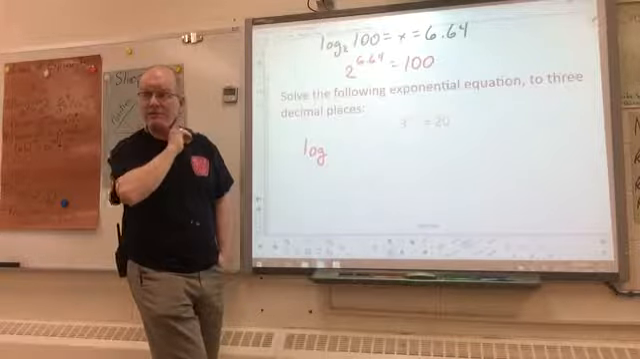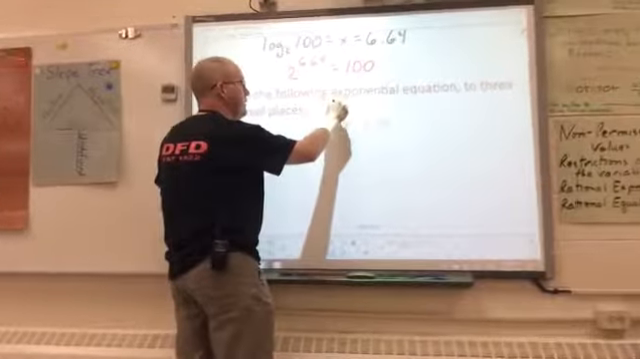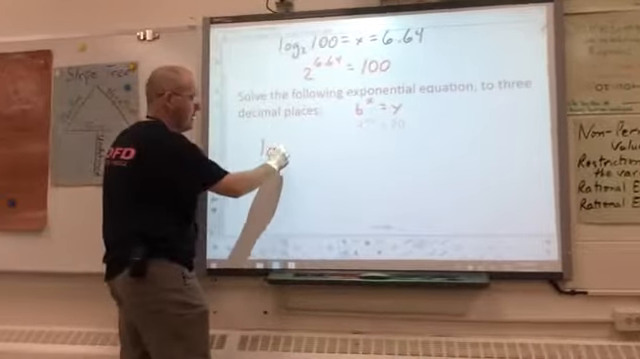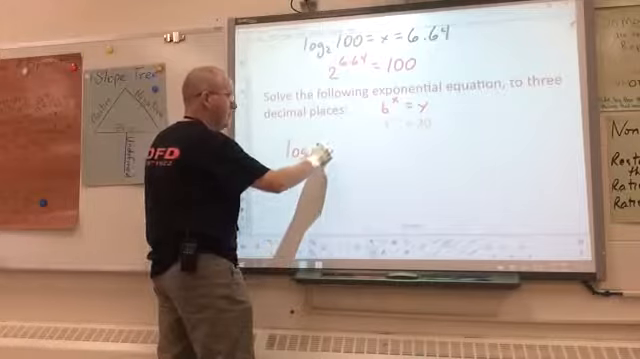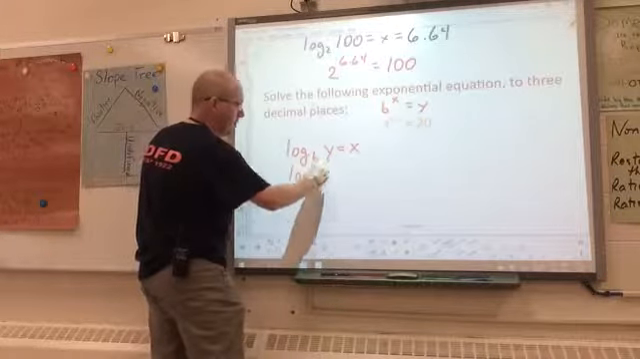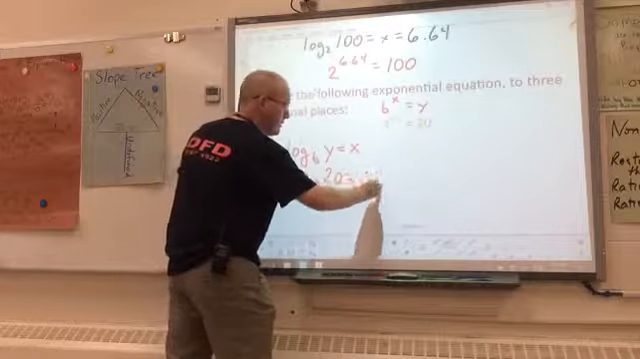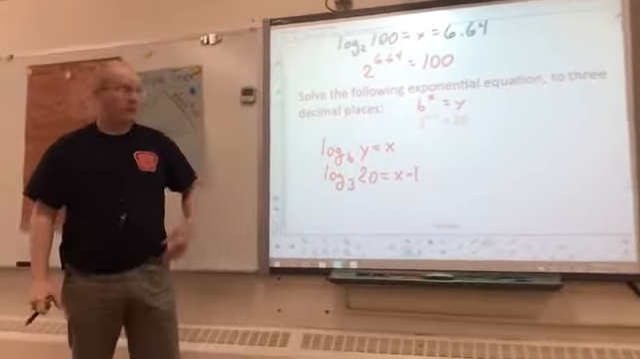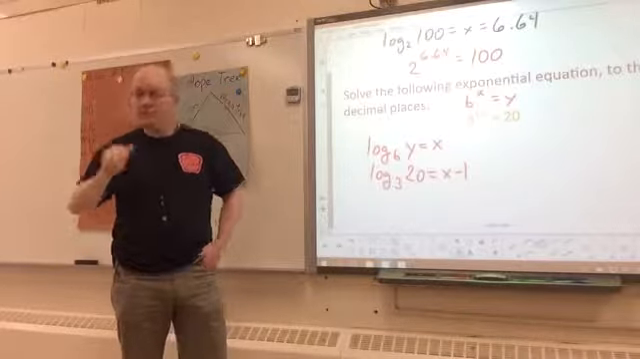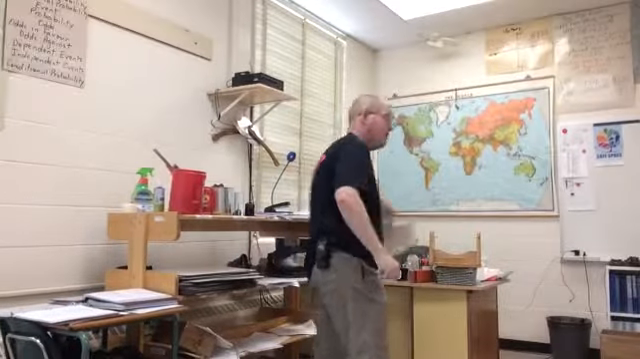Careful. No, what's the base for the exponent? b to the x equals y. This is log base b of y equals x, or log base 3 of 20 equals x minus 1. Now, good. So as long as we can take this.